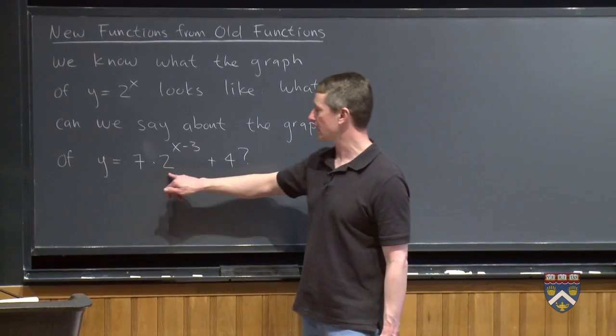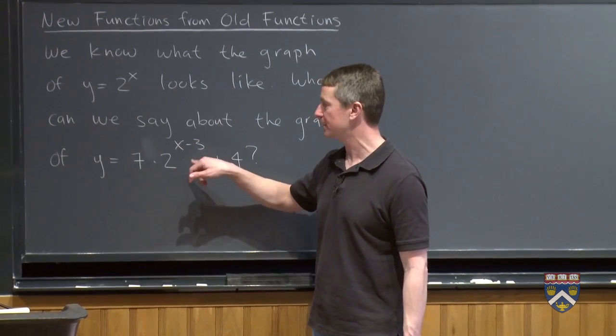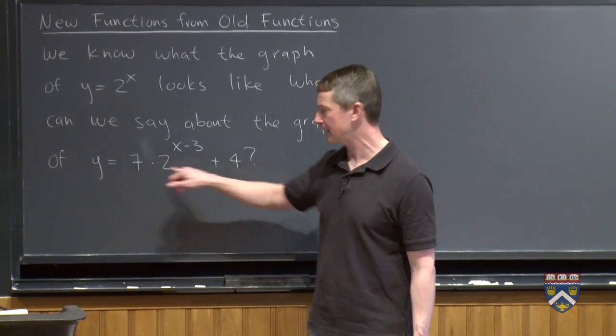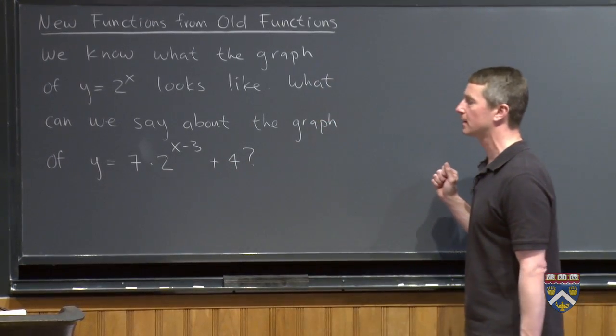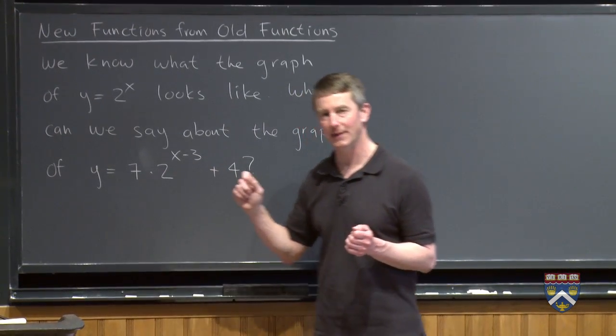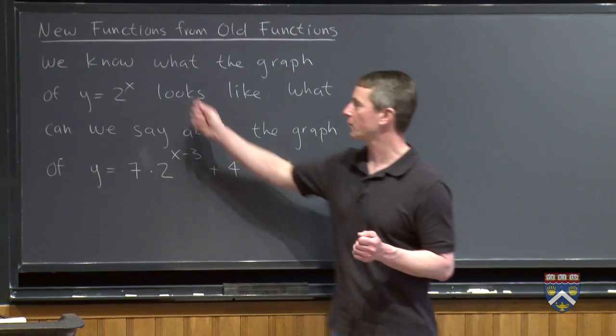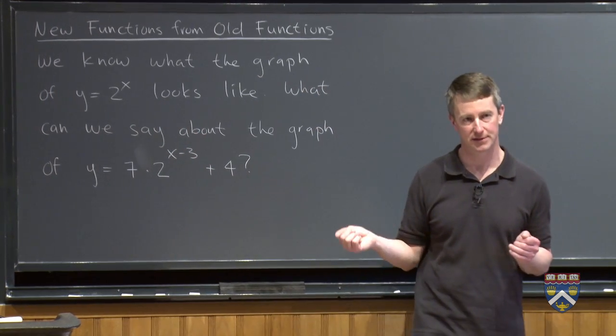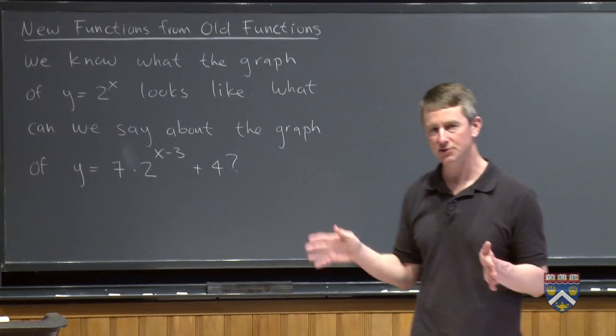What if we take this function 2 to the x, which is at the heart of this other function? We put a minus 3 here, we multiply by a 7 here, we put a plus 4 here. If we can understand what the effect of the 4, the minus 3, and the 7 are, and we know what the graph of 2 to the x looks like, then we should be able to figure out what the graph of this function looks like. So that's what we're going to do next.